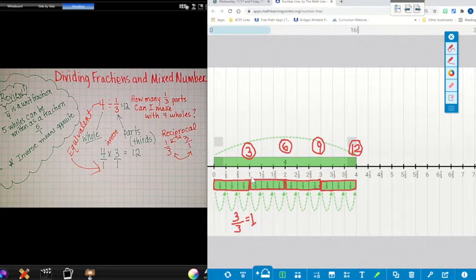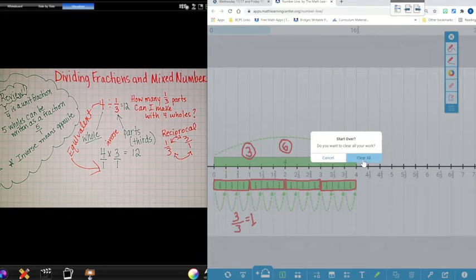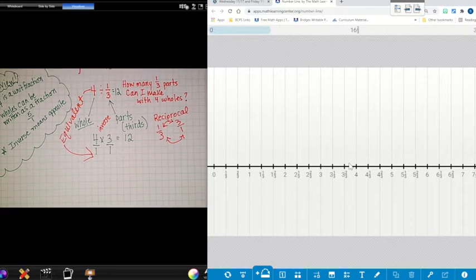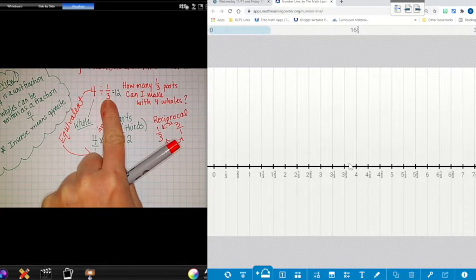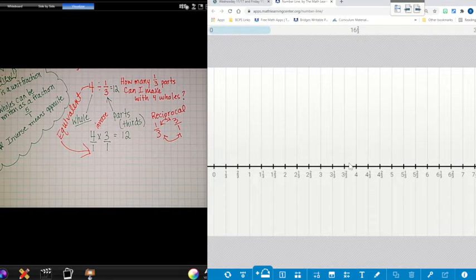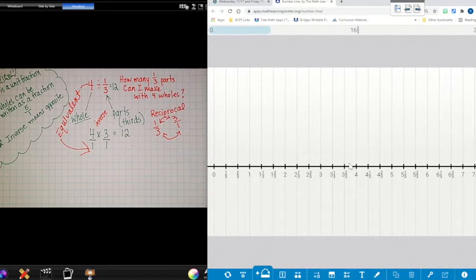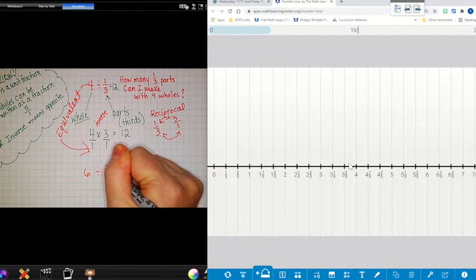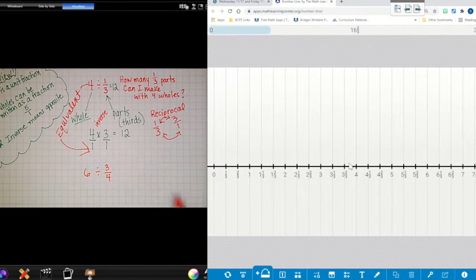Okay? All right, we're going to try one more so you can see it one more time using this fraction tool. I'm going to reset my screen. It's going to say, are you sure? Yes, I do. I'm sure. Okay, this time I'm going to change it up a little bit. Instead of dividing by a unit fraction, I'm going to do a new one. We're going to do 6 divided by 3/4. Okay, 6 divided by 3/4.